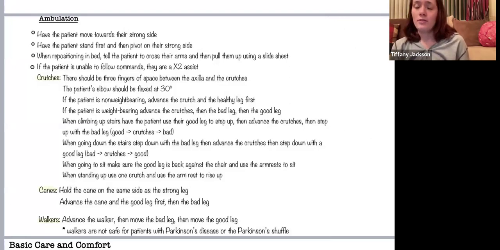A good rule of thumb: if your patient is unable to follow commands, they're automatically times two to assist. Even if they walk fine at home, if they cannot follow commands, they're going to be times two to assist, meaning two people helping them ambulate.